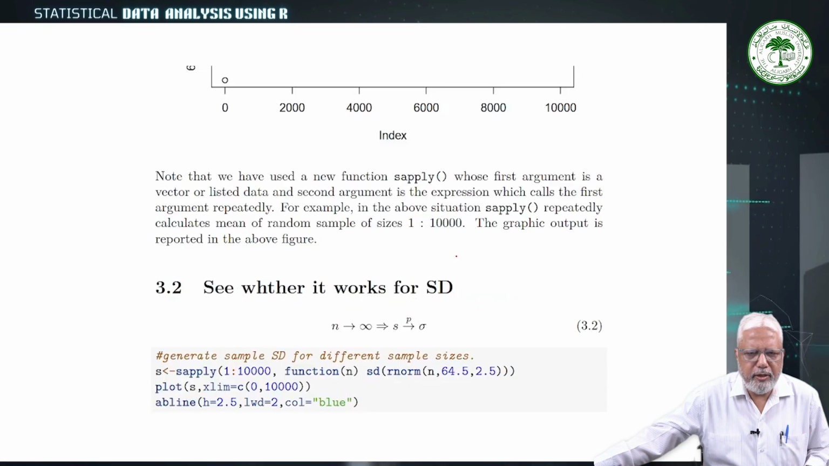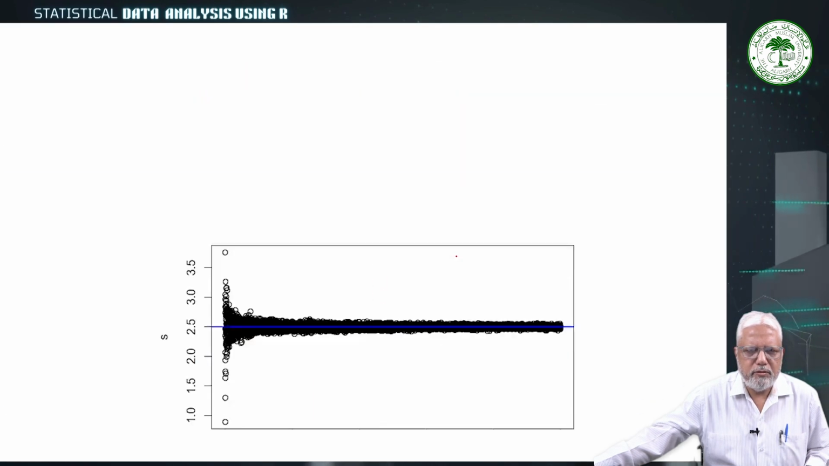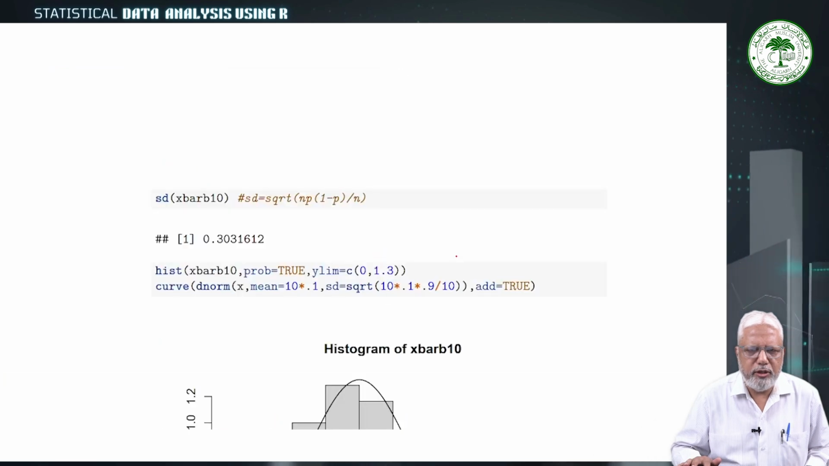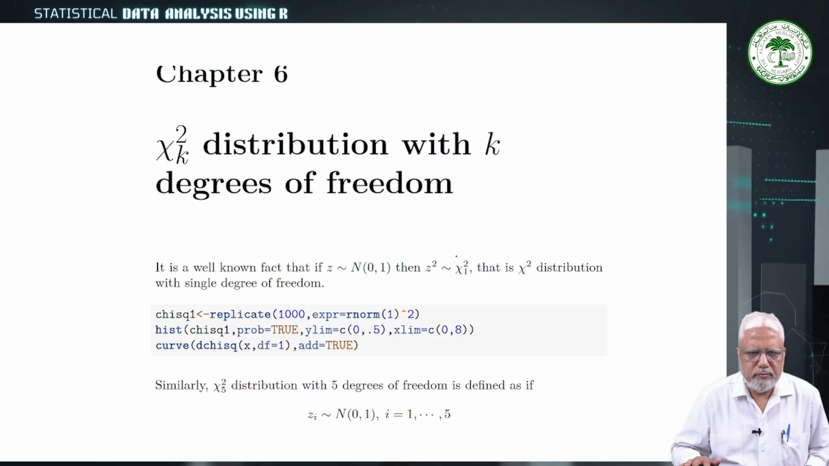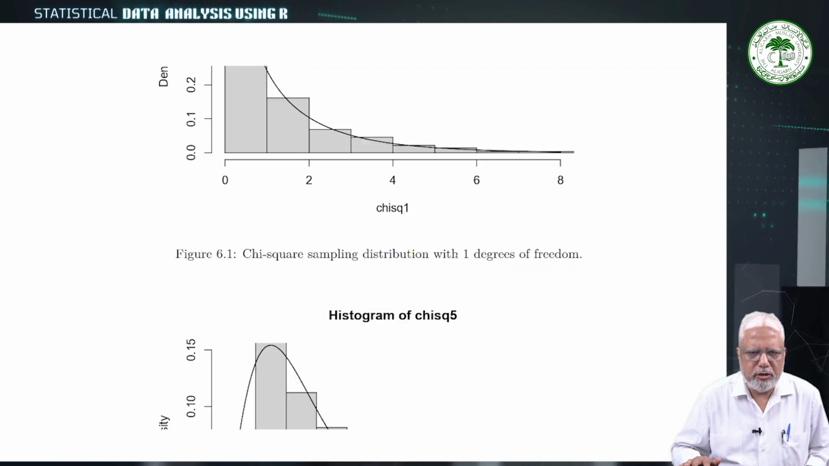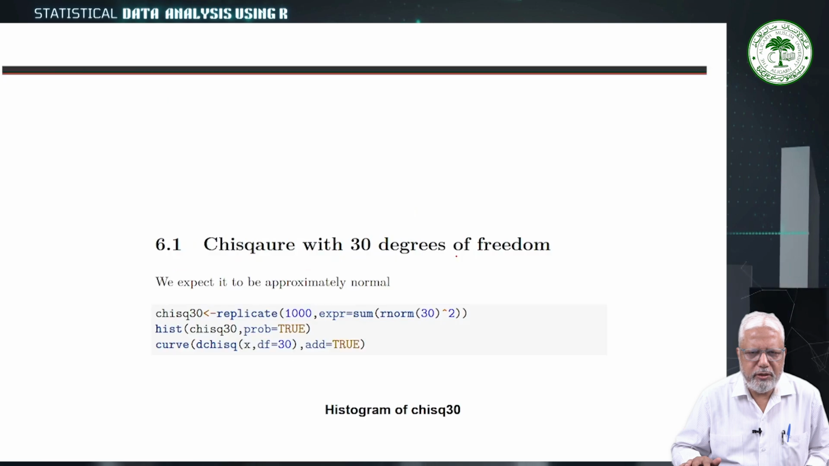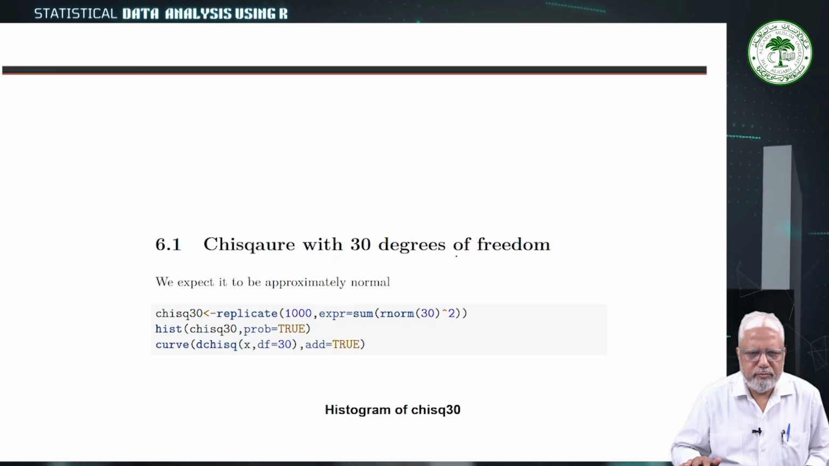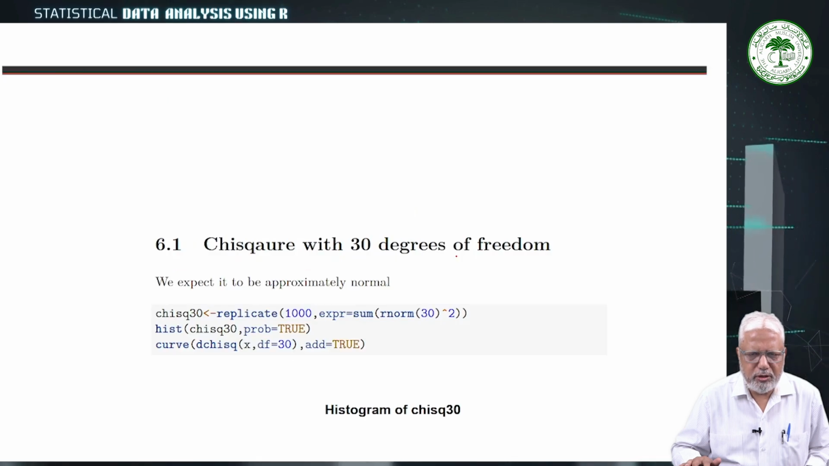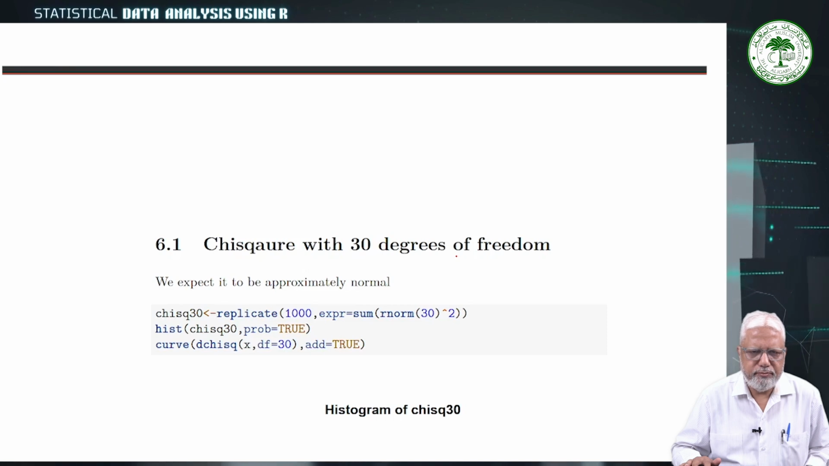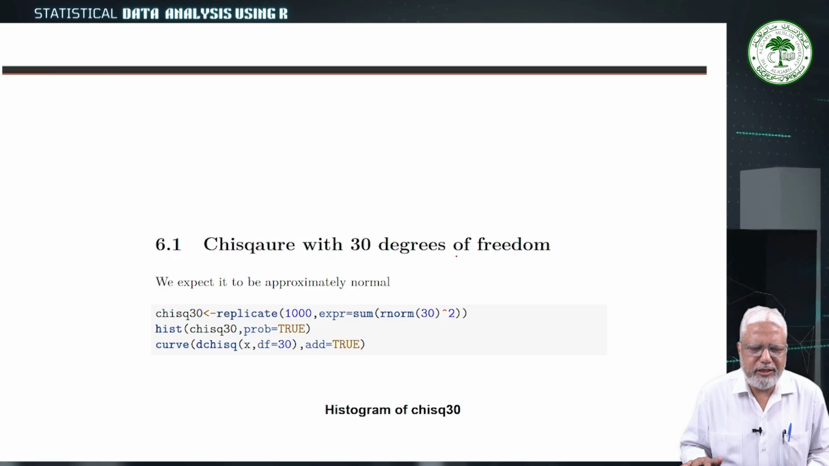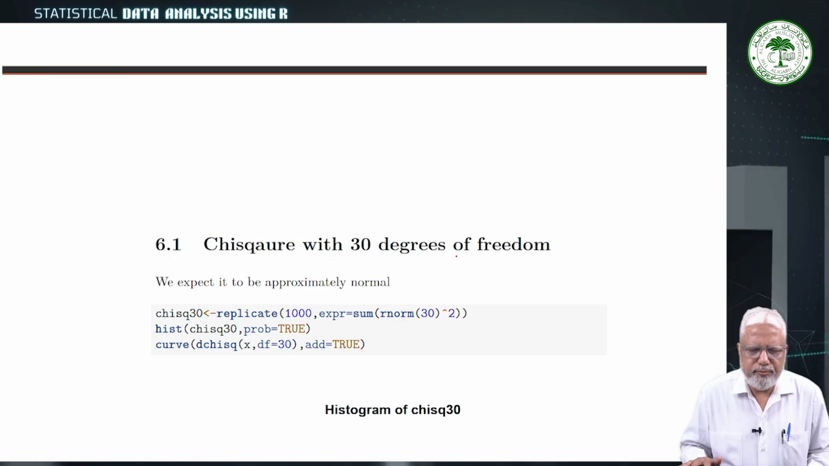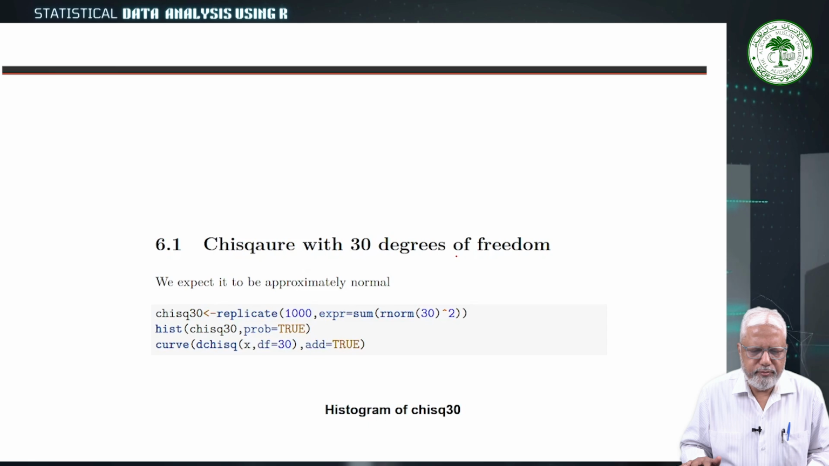So, these things we have already discussed. I am still continuing in sampling distribution using R. I have already talked about chi-square distribution with 5 degrees of freedom. Now, with 30 degrees of freedom, we expect the chi-square distribution to be approximately normal.